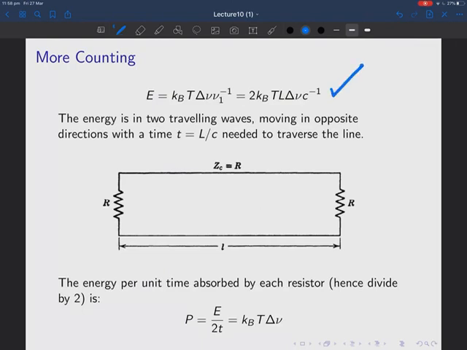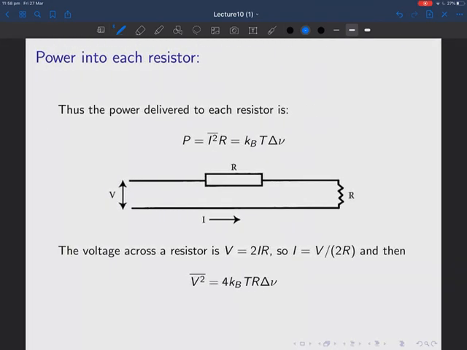Now, this energy is in two travelling waves. A travelling wave set up a standing wave, of course, each moving in opposite directions, with a time needed to traverse the line. That's the time you need to go across the line, because it's length L and speed c. The energy per unit time absorbed by each resistor is E divided by 2T. There's a factor of 2 there because we divide by 2 for the two resistors, and T is the time. So that's the power absorbed by each resistor, kBT delta nu. And there we go again, the power is kBT delta nu.